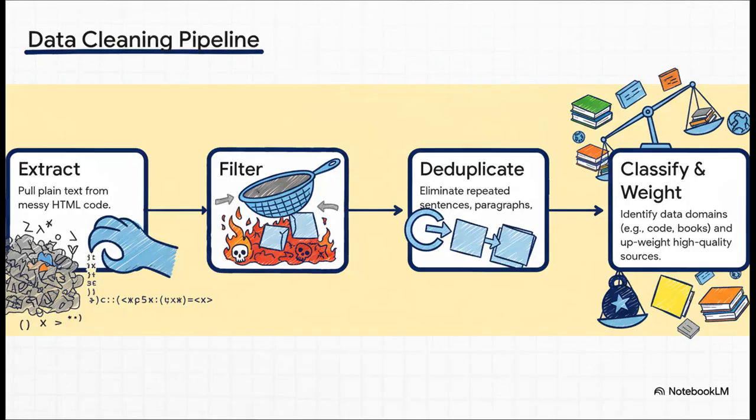And you obviously can't just feed that raw junk straight to the model. It has to go through this industrial-scale cleaning pipeline. First, you gotta rip the plain text out of all that messy HTML code. Then, you filter out all the harmful stuff and junk. After that, you deduplicate everything to get rid of the same sentences and website headers that appear over and over. And finally, you classify the data. Is it code? Is it from a book? And you decide to give more weight to the high-quality stuff.